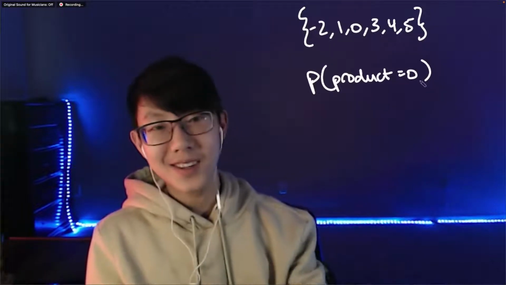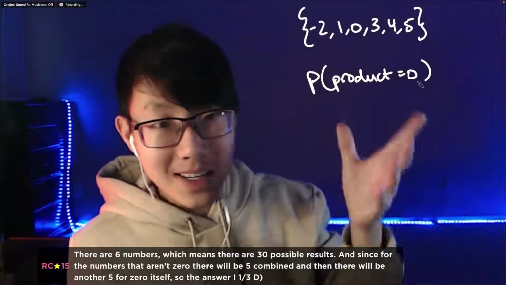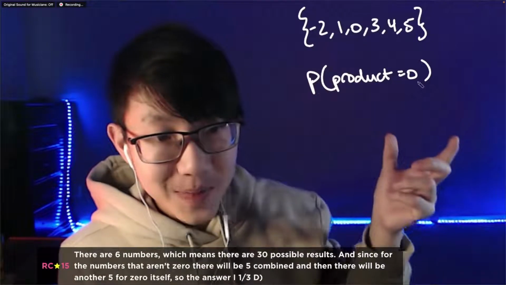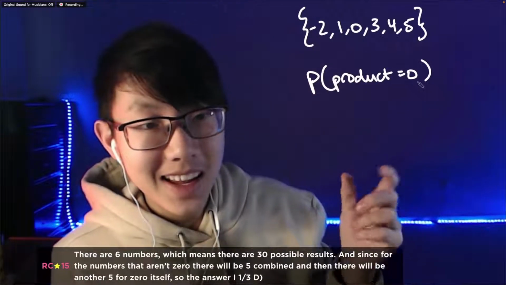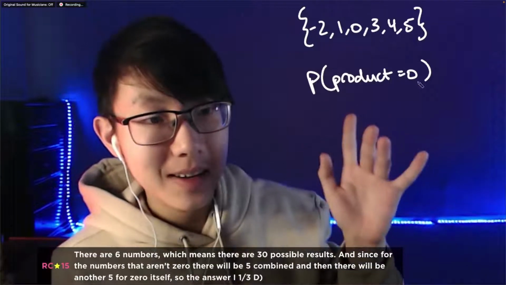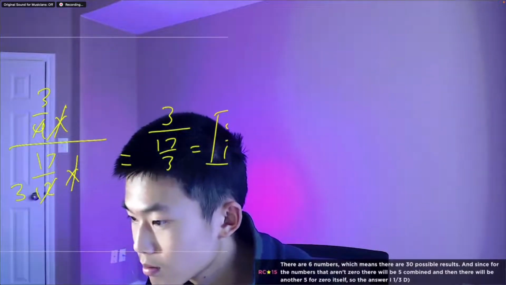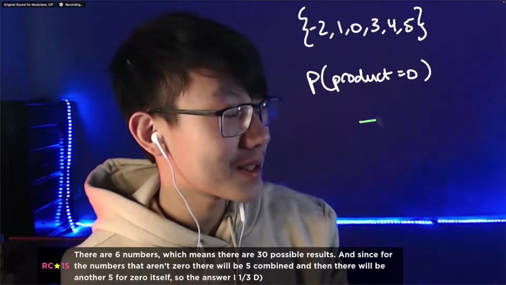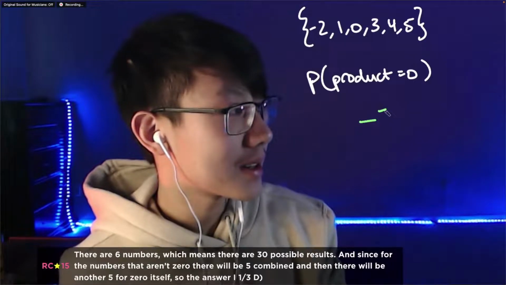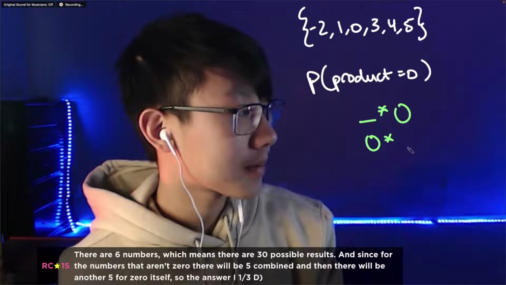Well, this is a little obvious, but it's definitely helpful to start the problem. What do I need in order to get a product of 0? So yeah, it has to involve 0 itself, right? You have to pick 0. It has to be 0 times something, whether it's something times 0 or 0 times something.